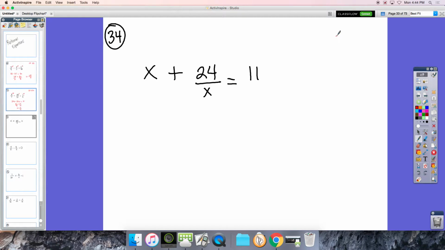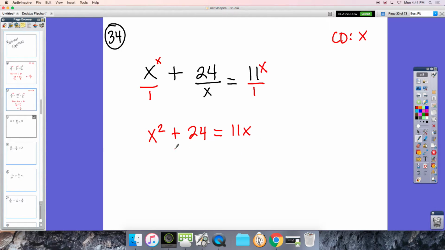Our common denominator is x. In order to get x on the bottom here, we'd multiply by x because there's just a 1 right here. So I'm going to multiply by x on top. We already have an x here, so this one's good. Again, there's a 1 here, so we need to multiply by x in order to get the x on the top and the bottom. So here we have x squared plus 24 equals 11x.